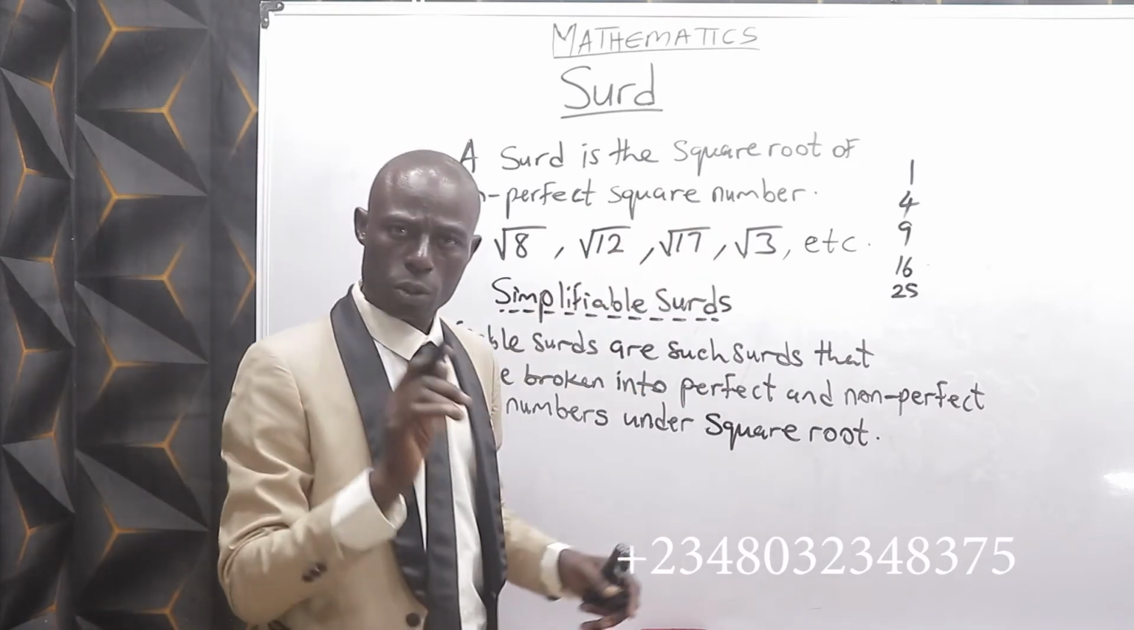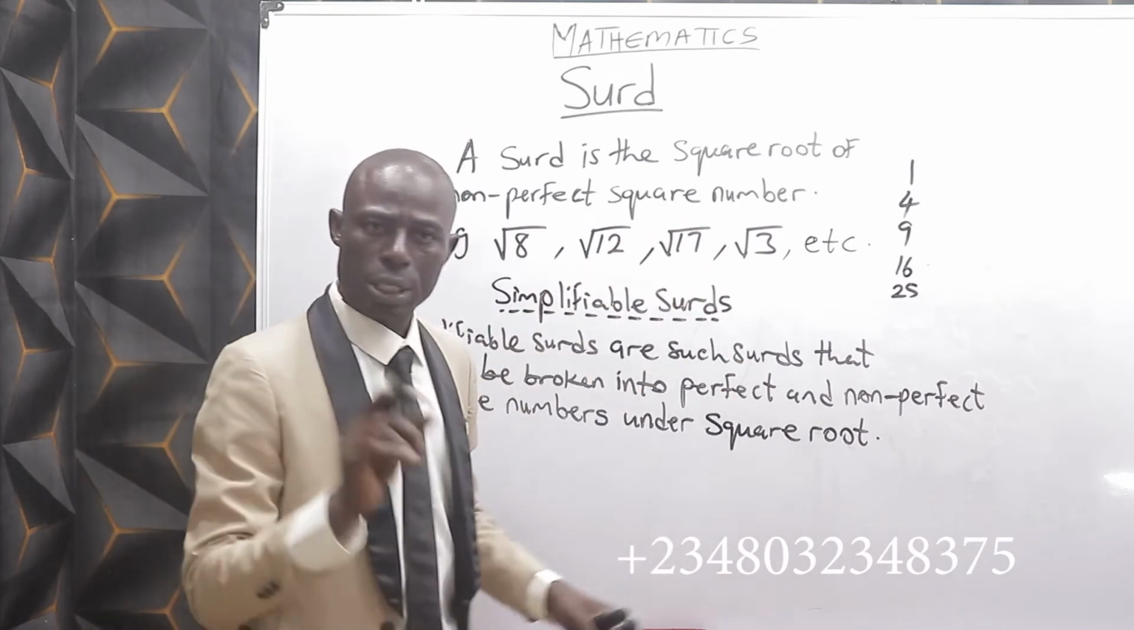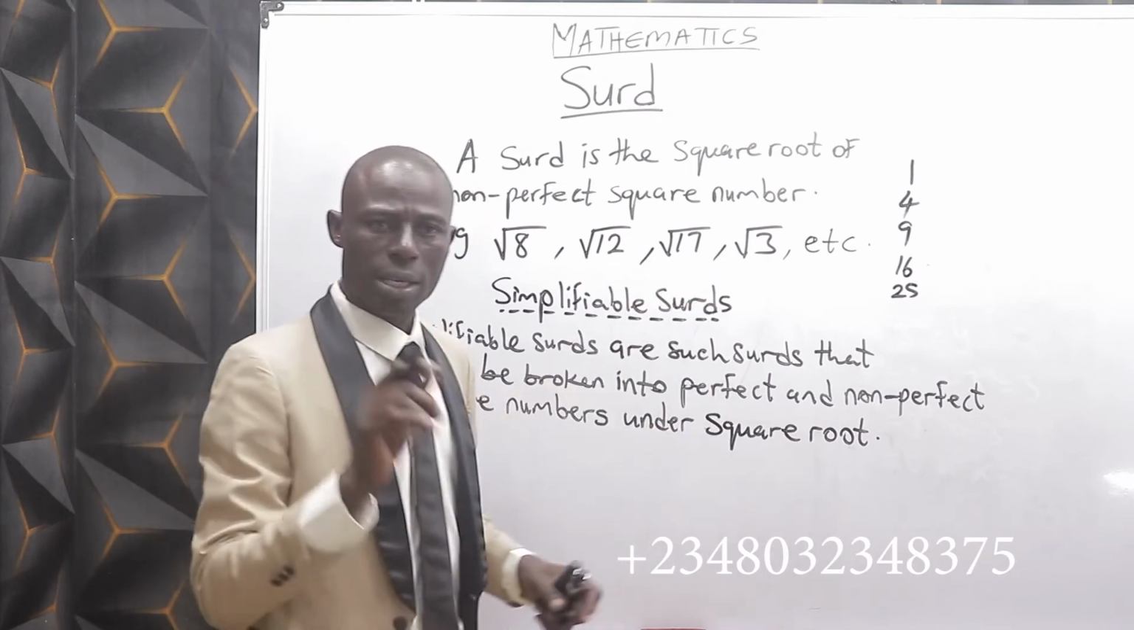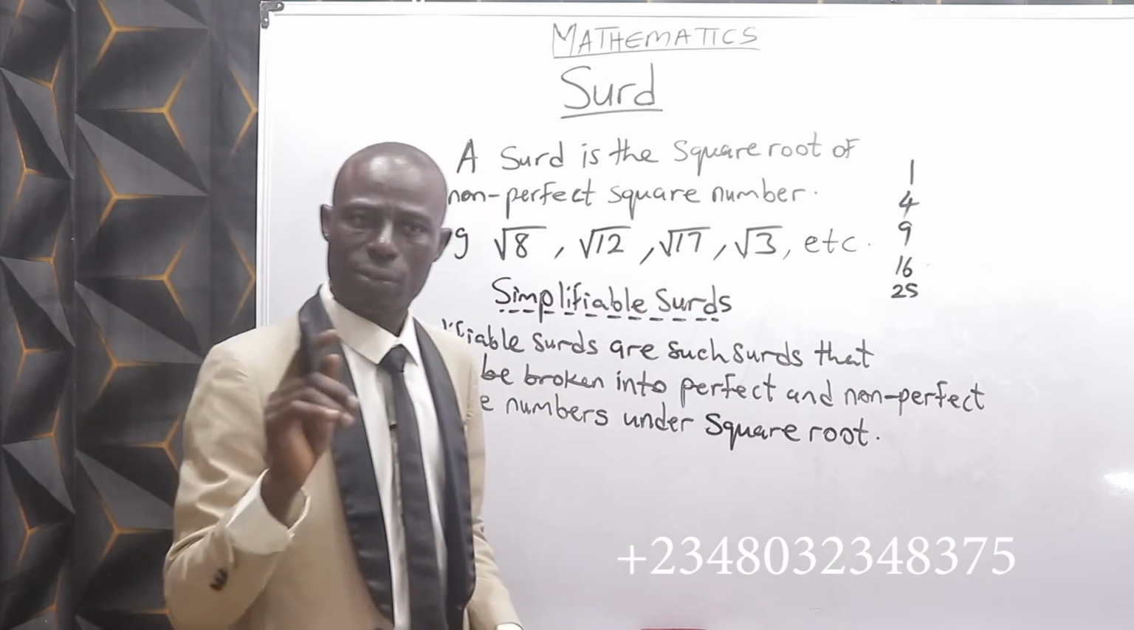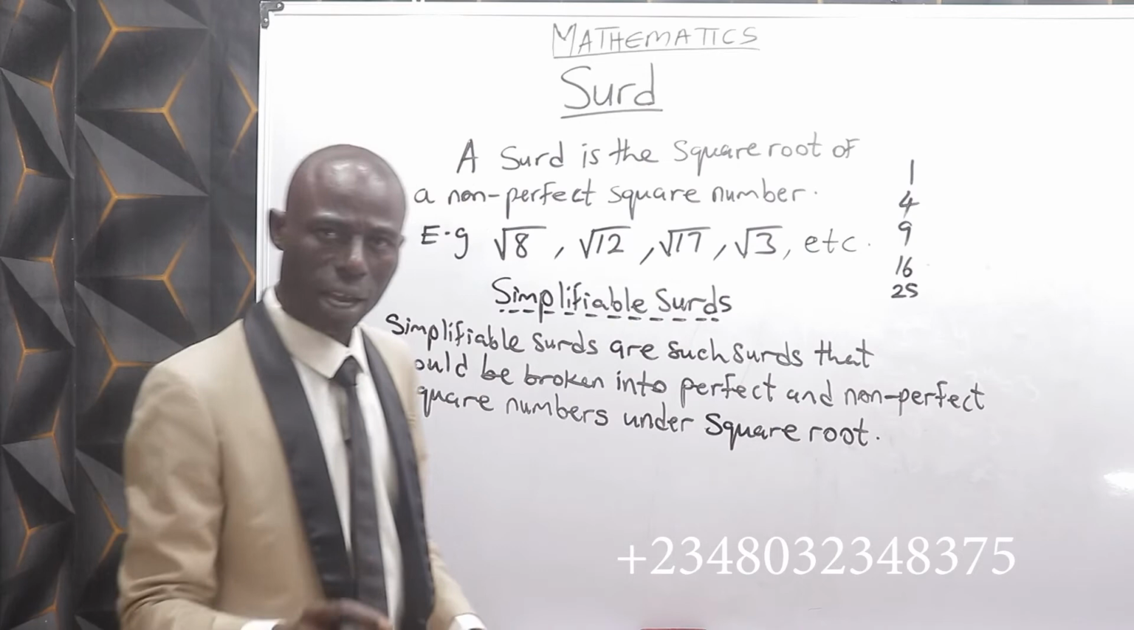Square root of 1 is 1. Square root of 4 is 2. Square root of 9 is 3. Square root of 16 is 4. Square root of 25 is 5.